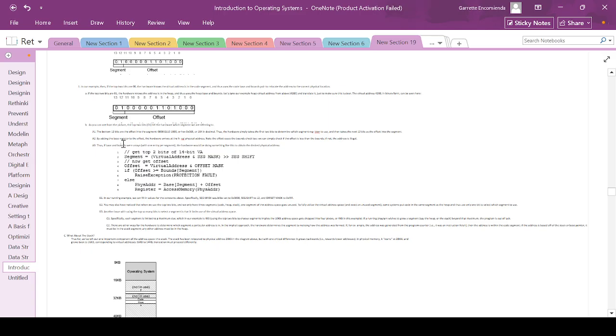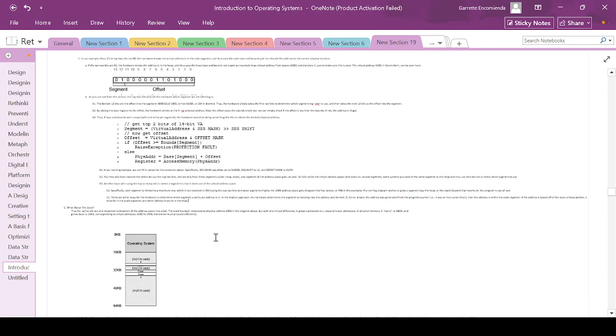Thus, if base and bounds were arrays, so if we're using an array data structure with one entry per segment, the hardware would be doing something like this to obtain the physical address. This is the code that the hardware would actually use to implement that, going from one CPU base and bound pair to segment registers with code, heap, and stack.